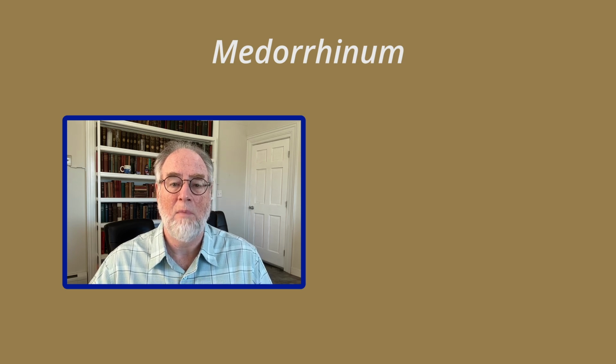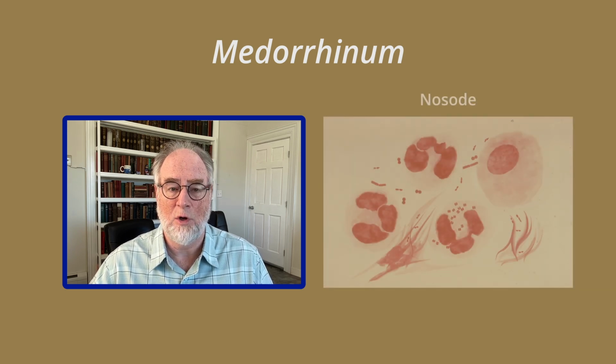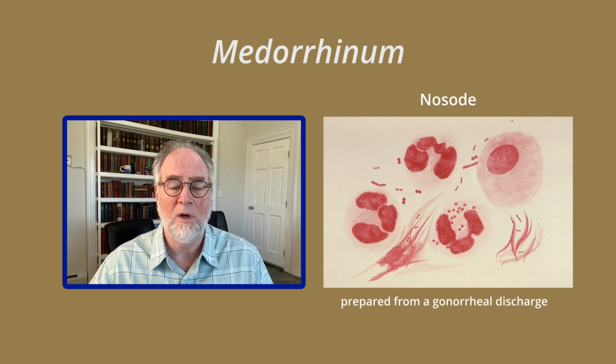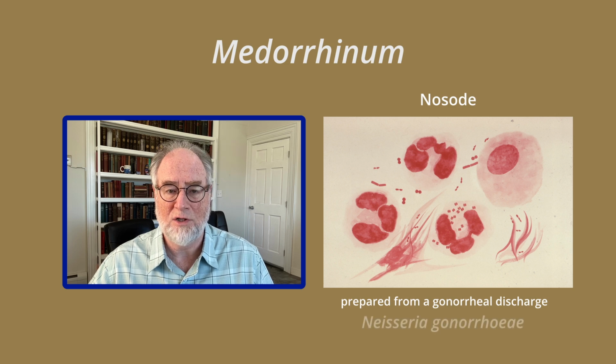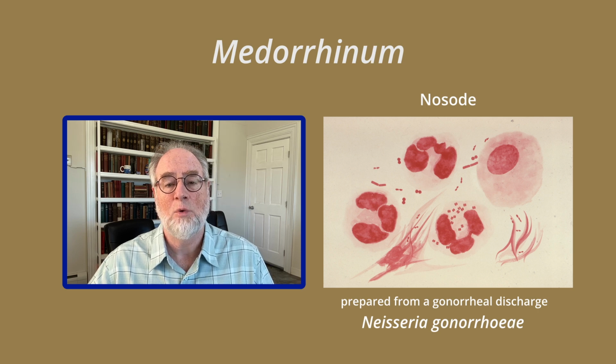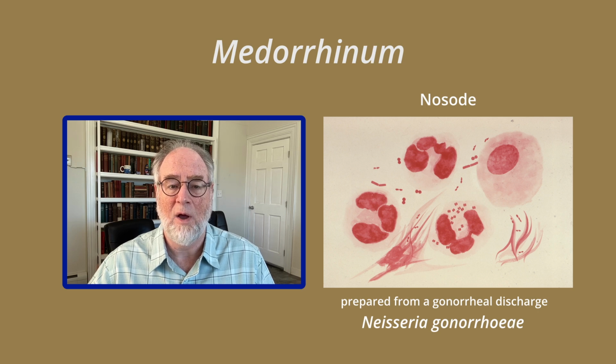Today I'll be talking about Medorrhinum, which is a homeopathic nosode. It's a remedy prepared from a gonorrheal discharge. The primary component of that discharge is Neisseria gonorrhea, which is a gram-negative diplococcal bacterium. It's the infectious agent responsible for cases of gonorrhea. And as we shall see, gonorrhea is the main vector for the psychotic miasm, which produces a predisposition towards certain types of symptoms and illnesses in those affected by this miasm.